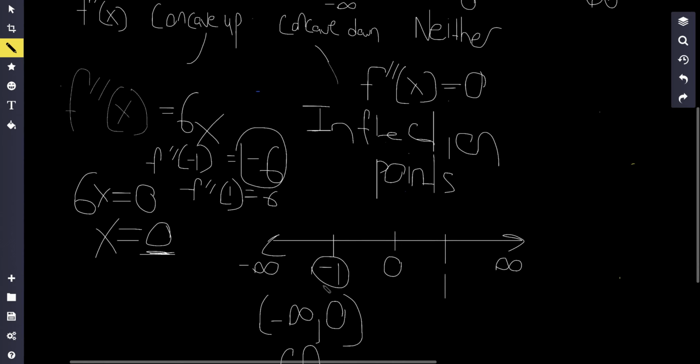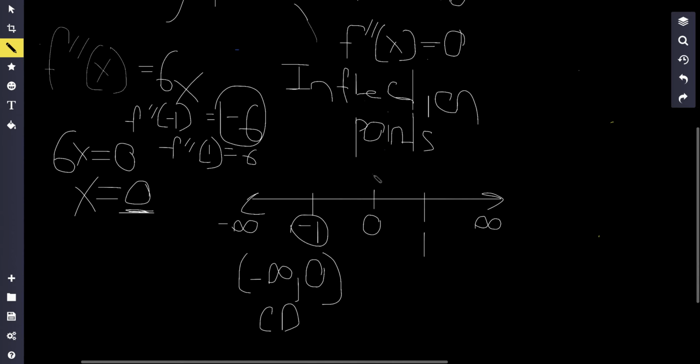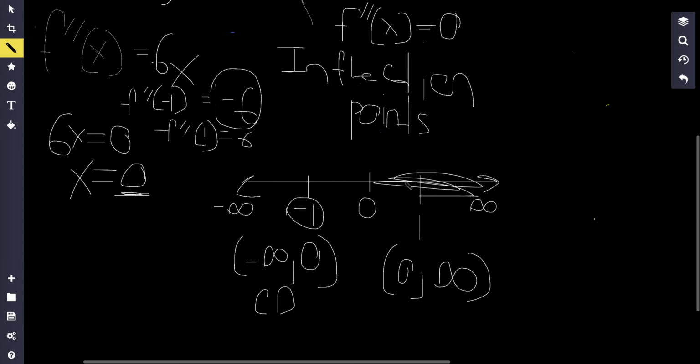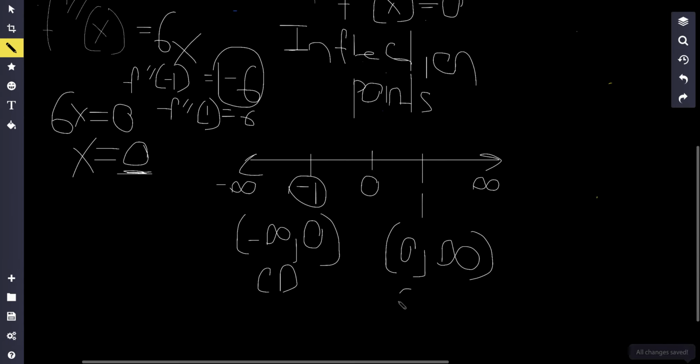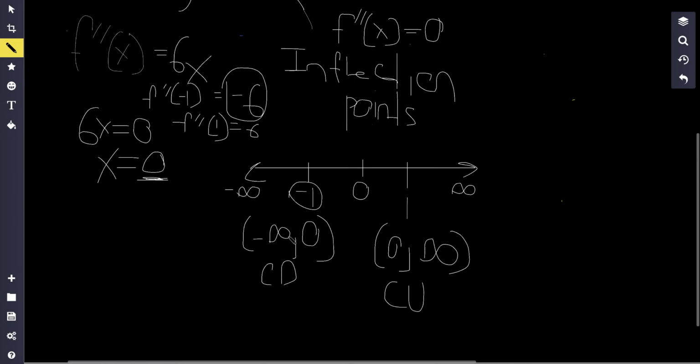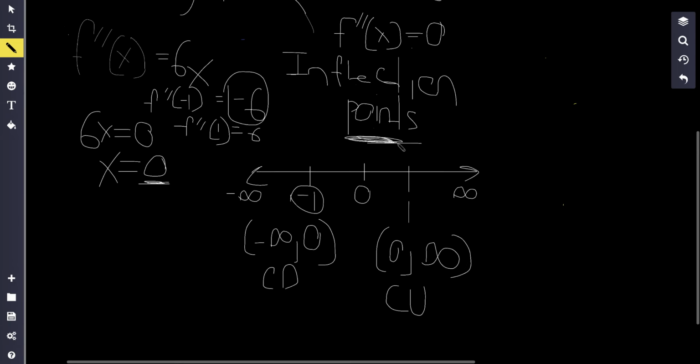The slope of my tangent line is just going to be constantly increasing as my x value goes on. So that means from 0 to infinity right over here, not including 0, because 0 is our potential inflection point, right? There is no concavity for that point. So from this region, 0 to infinity, our function is going to be concave up. Remember what the definition of an inflection point is.